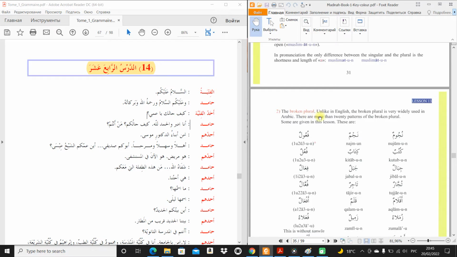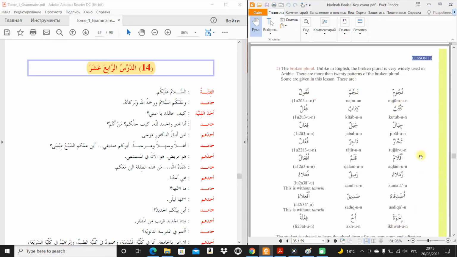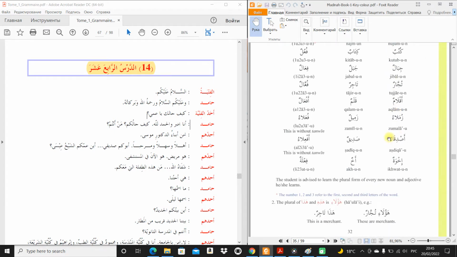And in regard to the broken plural, as we said, it's impossible to predict. So najmun, nujumun. That's the broken plural. How do we know that? Well, if we didn't have this nujumun written in here, and we were asked to give the broken plural for najmun, we would have to look up the dictionary because it's impossible to predict what the pattern for the broken plural is. That's how it is. So all these patterns, all these broken plurals, are impossible to predict. Therefore, we have to look up the dictionary every time.